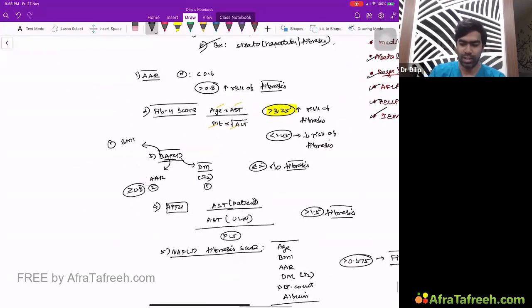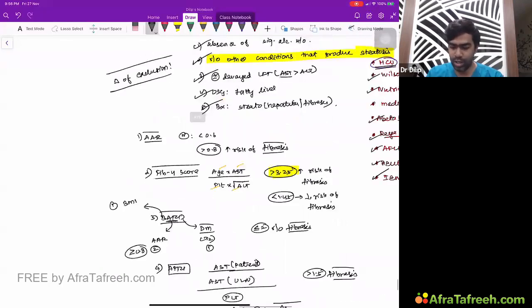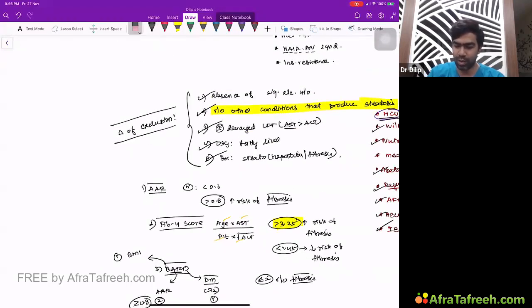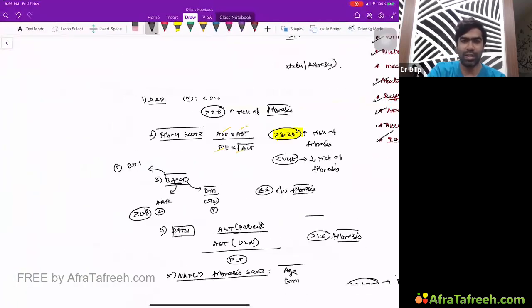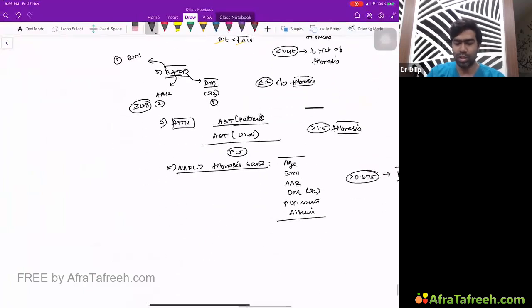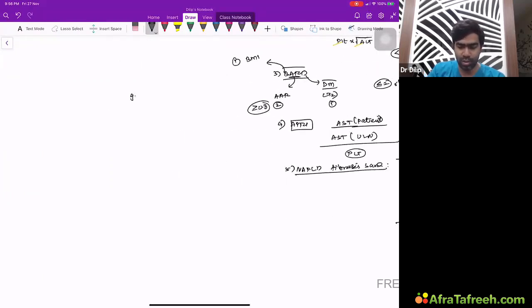But please understand, these scoring systems should be used only after diagnosis of NAFLD. Which means you have already diagnosed NAFLD using the criteria I have told you. So now you are sure that the patient has non-alcoholic fatty liver disease. Only then should you use all these scores to predict the risk of fibrosis. These are the non-invasive ways to predict the risk of fibrosis. But if you want to know the fibrosis, the gold standard is always biopsy. Biopsy is the only thing that can tell you how much fibrosis is going on.